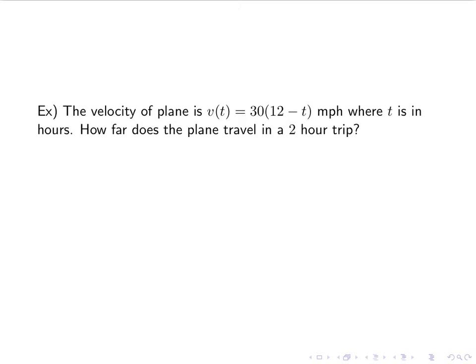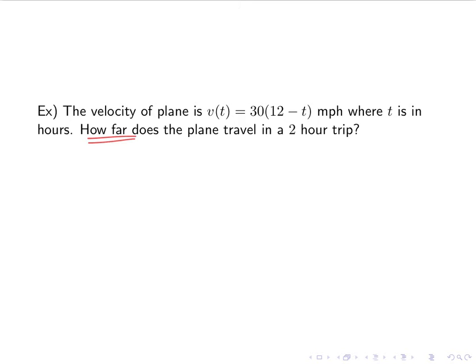Let's try another one. The velocity of a plane is v of t equaling 30 times 12 minus t miles per hour, where t is in hours. Find how far the plane travels in a 2-hour trip. Okay, so how far, that is a change in position. How far, or again, what's the change in position of the plane? So this is the second type of equation. I want to know the change in position, and that's going to involve a definite integral.